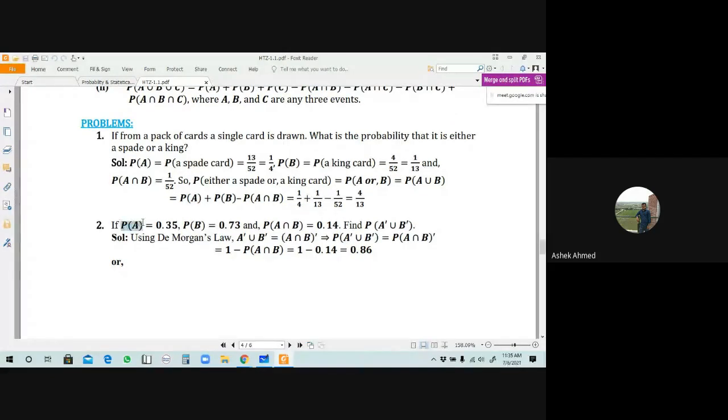If probability of A is this, probability of B is this, and probability of A intersection B is also this, then find out A union B complement. What do you mean by this? A union B complement.